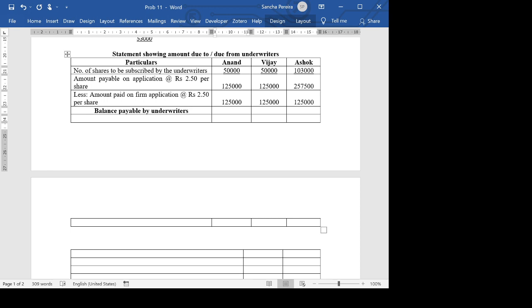Balance payable by underwriters. In case of Anand, it's nil. In case of Vijay, it is nil. But in case of Ashok, it is minus 1,25,000 comes to 1,32,500. Again, I told you at this point you can check.